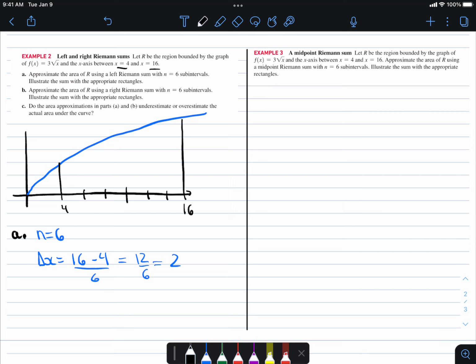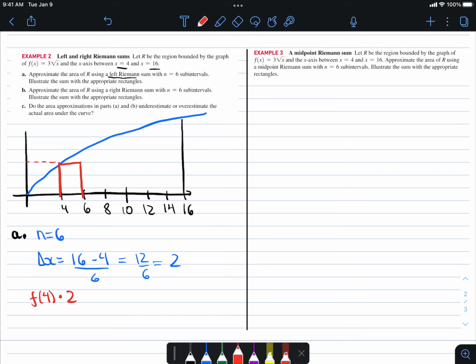Every 2 we go 6, 8, 10, 12, 14, and then 16. All matches up perfectly fine. Because we're doing a left Riemann sum on A, we're going with the height of each rectangle determined by f of the left endpoint. So f of 4, right? So the first one will be f of 4 times 2. That's the area of the first rectangle, right?